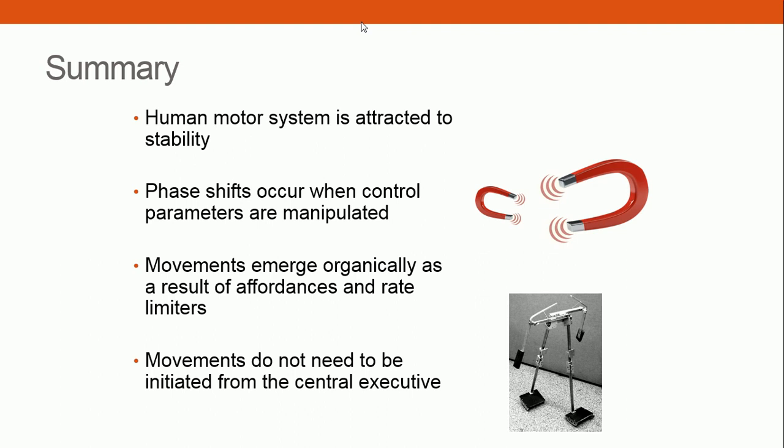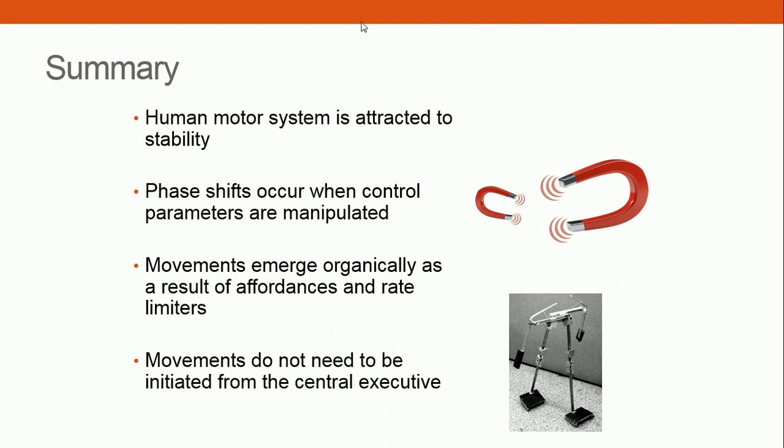So we certainly have some movements that we would operate from something like a generalized motor program, where we're saying from our brain, this is what I want to do. But we also have a lot of movements, a much larger portion of movements that occur throughout our daily life, that just happen organically without us really thinking about it, operating at a subconscious level because of the affordances that we have and the rate limiters that we have in place.